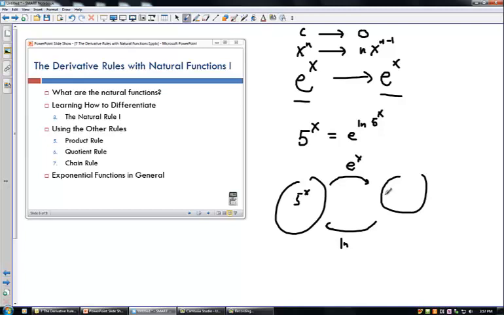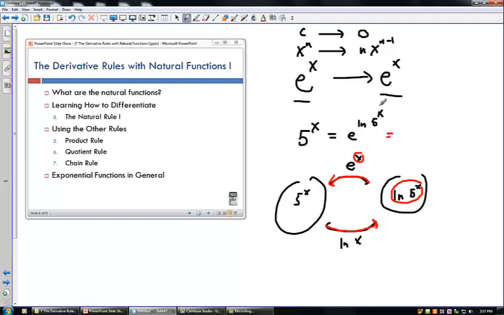So here, let me switch colors so I can show you. We're actually going the opposite way. So 5 to the x, ln of x takes it this way. It doesn't matter which way it goes. So if you plug in the ln function, it's going to take it over here to ln of 5 to the x. And then if you take the e function and apply it to that, it's going to take it back to 5 to the x, because they're inverses. So if you go this way and back, you wind up where you started, or if you go this way and back, you wind up where you started.